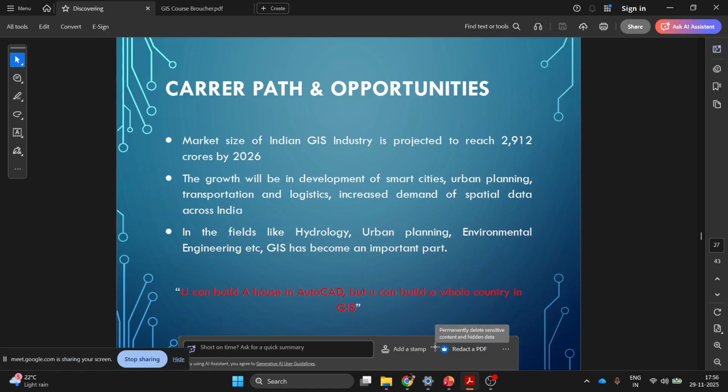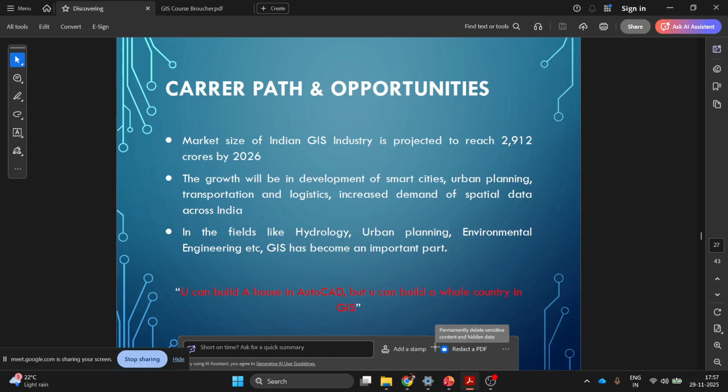The market size of GIS and GIS-related industry is increasing, and the growth will be in the development of smart cities. I think people have started; you have heard about smart cities. Different smart cities are developing. For example, Chennai is a smart city, there is a Smart City Chennai program, and Smart City Kovai is also there. People are also using it in urban planning, transportation, logistics, and there is increased demand for spatial data across India.